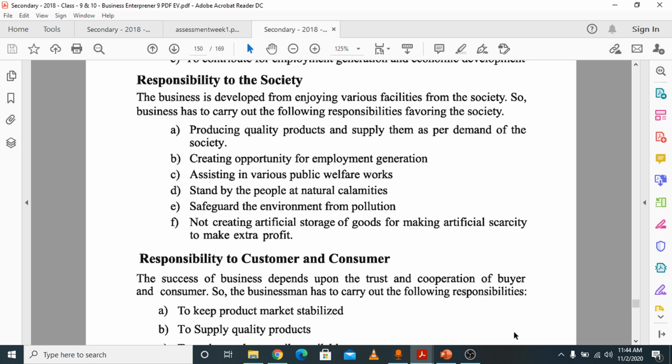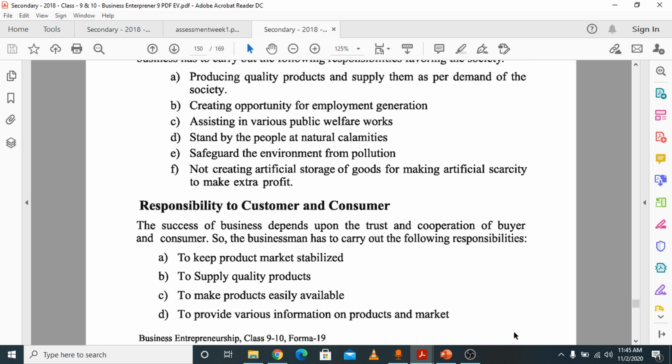You have to clearly remember these responsibilities to the different types of stakeholders. So this is very much important from this chapter. You have to memorize the responsibilities towards the state, towards the society, towards the consumer or customer, towards the labor, the workers of the organization. So this is very much important.